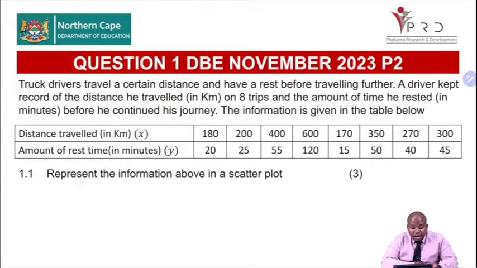Welcome back, grade 12. Let us look at question 1. The question reads as follows. Truck drivers travel a certain distance and have a rest before traveling further. A driver kept record of the distance he traveled in kilometers on 8 trips and the amount of time he rested in minutes before he continued his journey. So we are looking at the distance traveled and the amount of time rested in minutes. Those are our variables. The information is given below. We are given the distance traveled as x and the amount of rest time as y. We are supposed to represent the above information in a scatter plot.